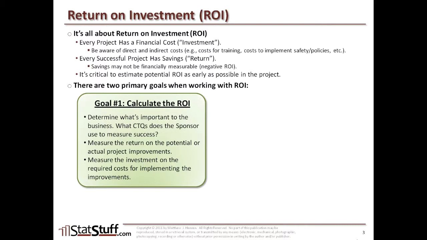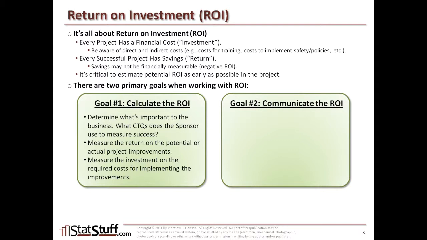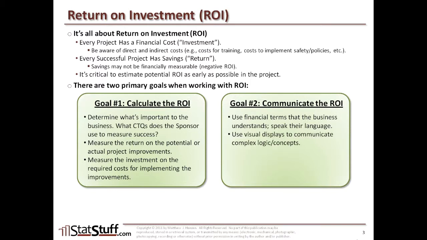And secondly, we said that the second goal was to communicate the ROI. That is, using financial terms, for example, that the business really understands, speaking their language, using their metrics and translating that to a financial perspective. And also using some visual displays that simplify some complex concepts or complex logic that was used to calculate the ROI. But we can do it simplistically, again, using the language and terms and visuals that is relevant to the organization that we're trying to improve. And as well, if we can, try to get a subject matter expert in finance, or a SME in finance, who can help validate our financial savings.